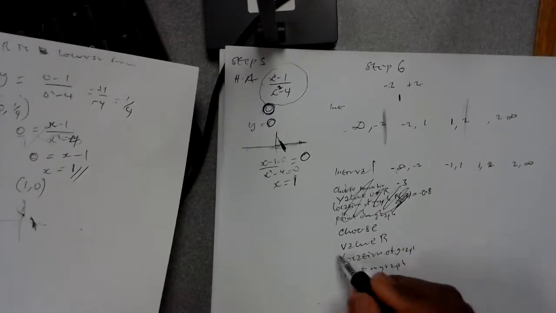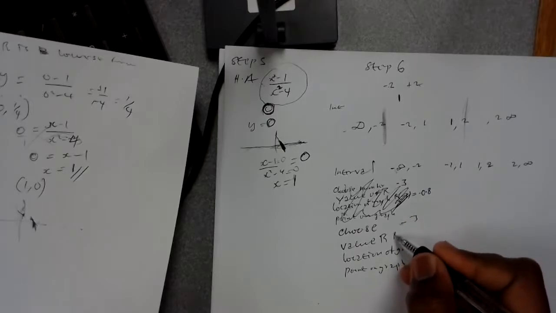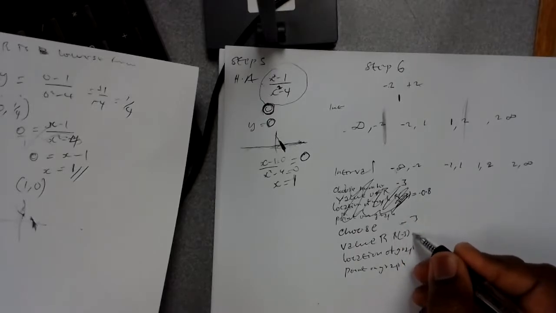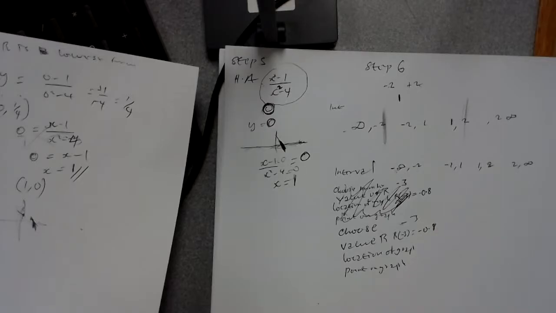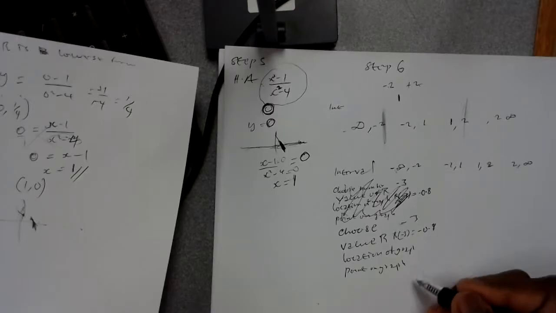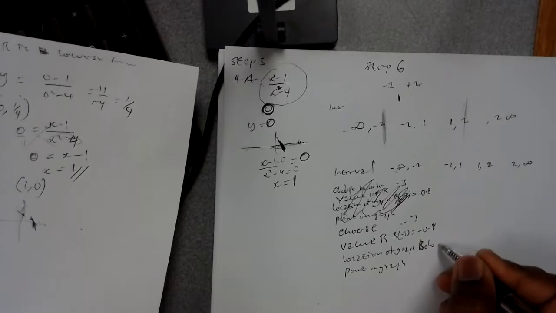Okay, now I get everything. Choose any number. The number we choose here was -3, and the value of R of -3 is equal to -0.8. So the location of that on the graph, is it going to be below the x-axis or above the x-axis? So that's -0.8. It's going to be below the x-axis. So I'll just say below x-axis.